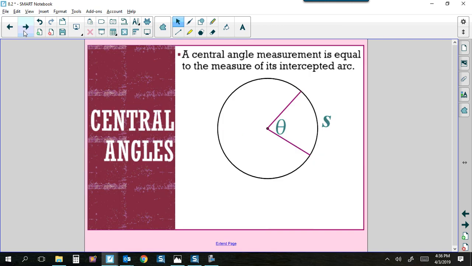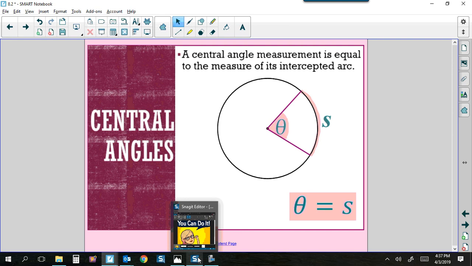On the front side of notes, if you're using the guided notes on page 23, we have 6 different theorems that we're going to be going over. The first one talks about something called a central angle. A central angle is an angle where the vertex is the center of the circle. Because all circles are similar and can be dilated, the degree of a central angle is going to be the same as the degree of the measurement of the arc.